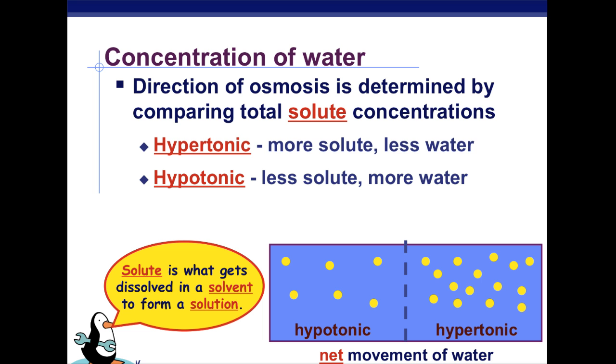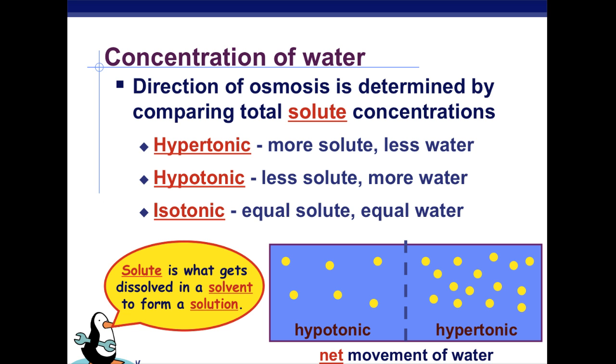Hypotonic means less solute is dissolved and there is more water. So hypo means less solute. Isotonic, the prefix iso means equal or the same. So this would be a condition where you have the same amount of solute concentration on both sides of the membrane.